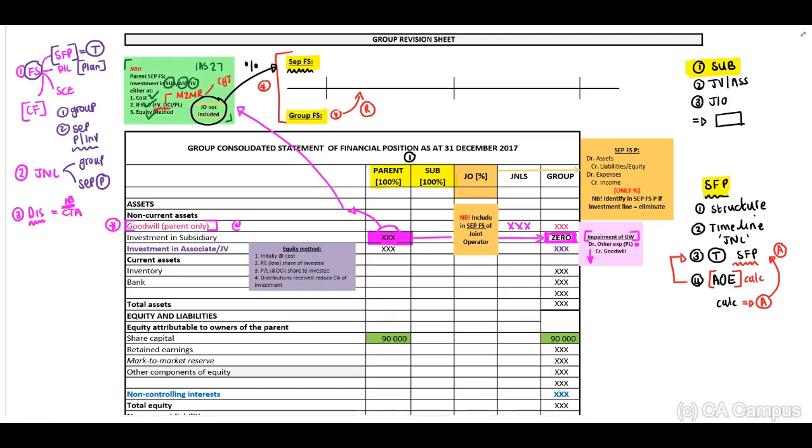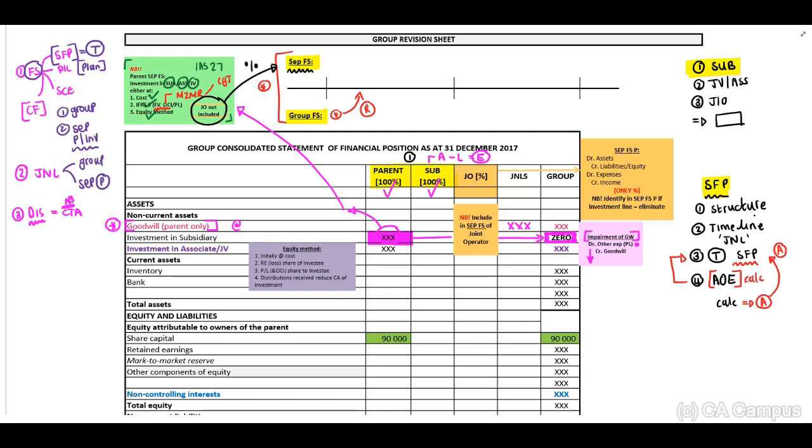Remember, we consolidate in our group. Therefore, we add 100% of our parent plus 100% of our subsidiary. If we add 100% of our subsidiary, we add assets minus liabilities, and this will be equity. Therefore, do you agree with me that if we include an investment line item in our subsidiary, we are actually double counting, we're overstating? Okay, therefore we will have to take this out.